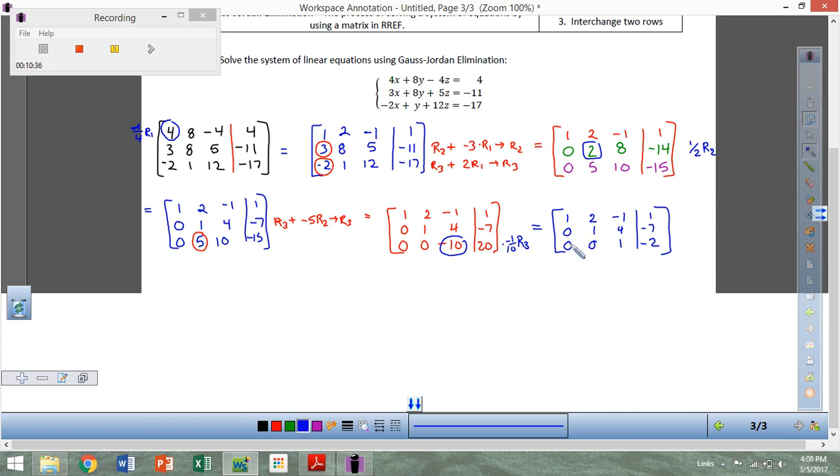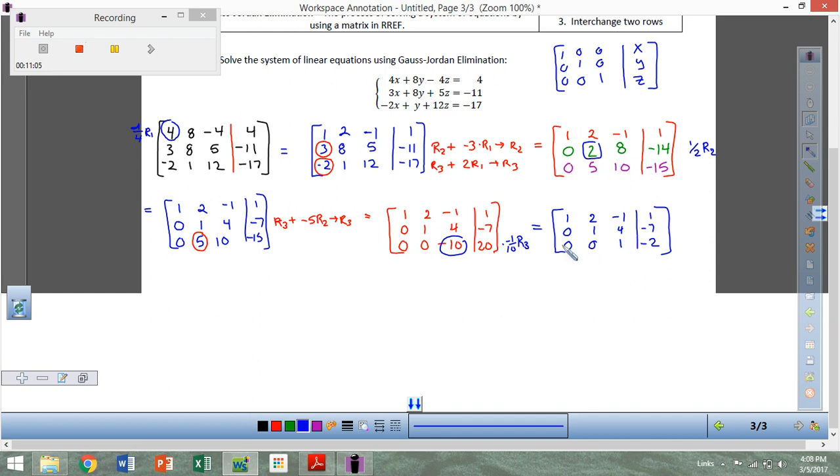I can possibly stop here because what I want you to know is that if you have it in reduced row echelon form, if you have this 1, 0, 0, 0, 1, 0, and 0, 0, 1, then my solutions to the system are these numbers in that order, x, y, z.